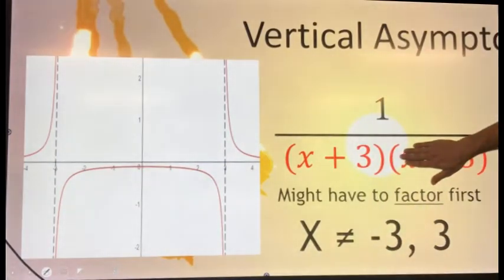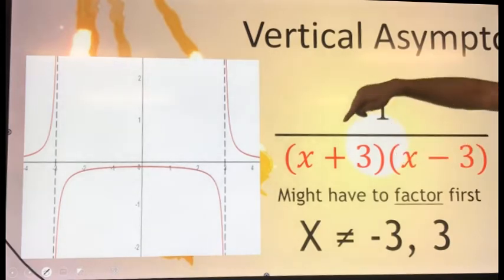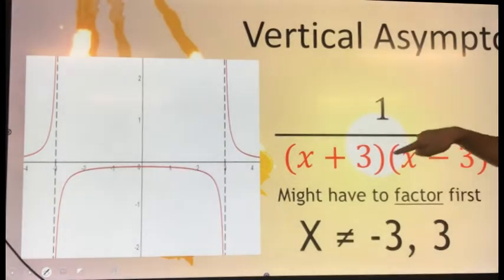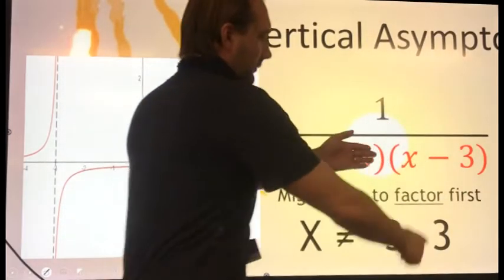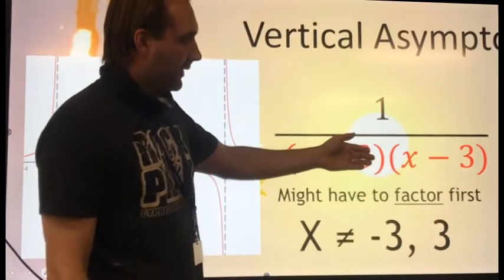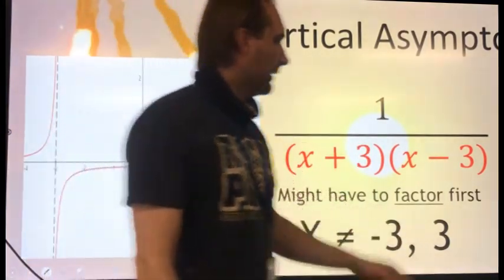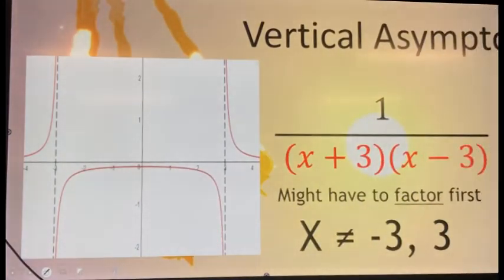So here, what plus 3 will make that 0? Minus 3. Notice that I'm doing each of these one at a time because if this is 0, any number times 0 is 0. And if I make this one 0, then it also makes this 0. And what minus 3 is 0? Plus 3. So my domain is all real numbers except for x cannot equal negative 3 and 3.